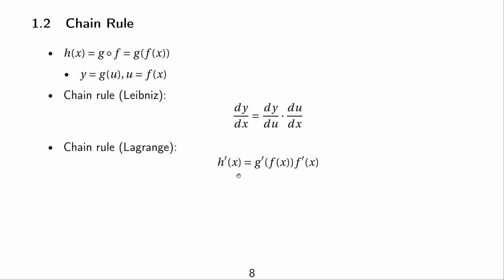Also, in the Lagrange notation, h prime of x equals g prime of f of x times f prime of x. So it's the derivative of the outer function times the derivative of the inner function. Somewhat, this notation seems to be a bit more explicit about what is going on, and might be a bit easier to parse than what you see here. So that's why I have both of these versions.